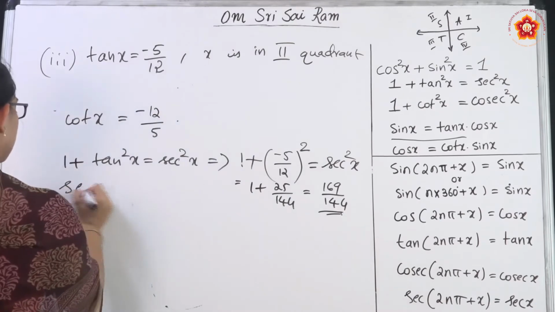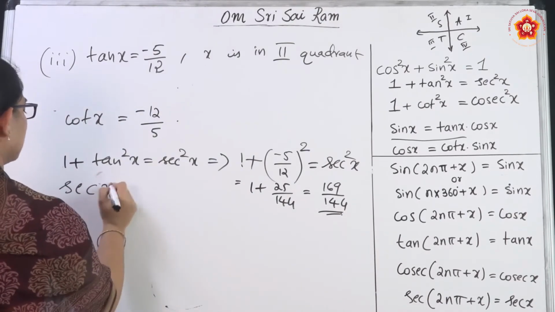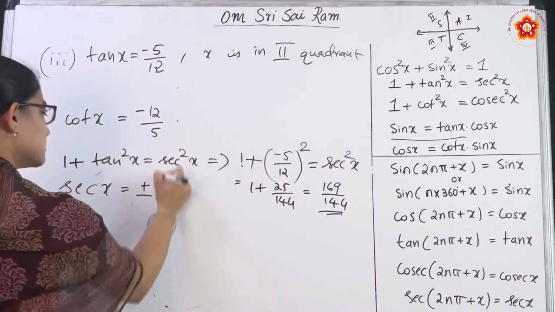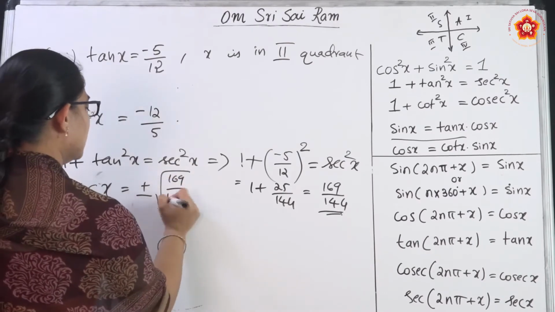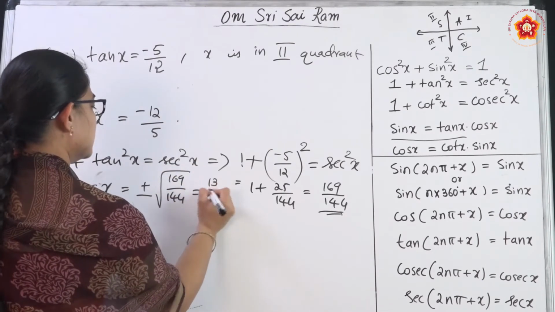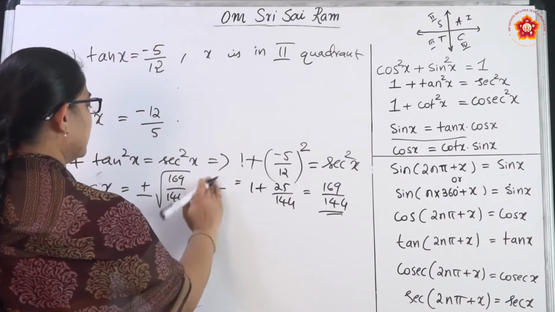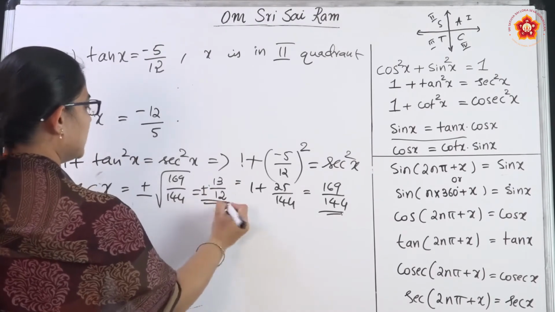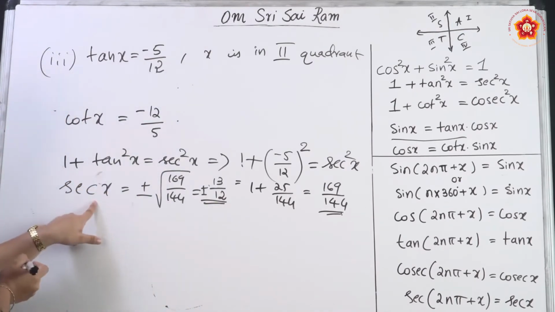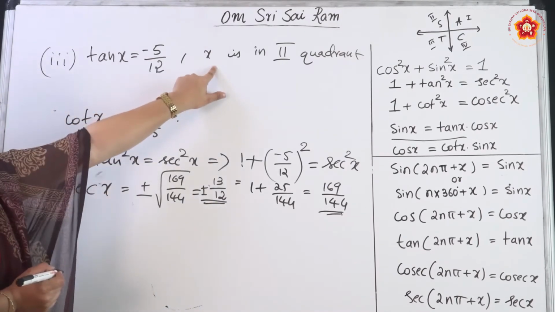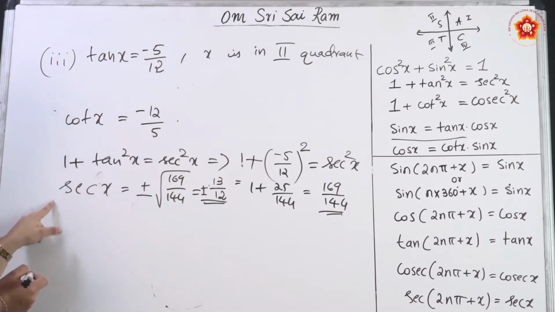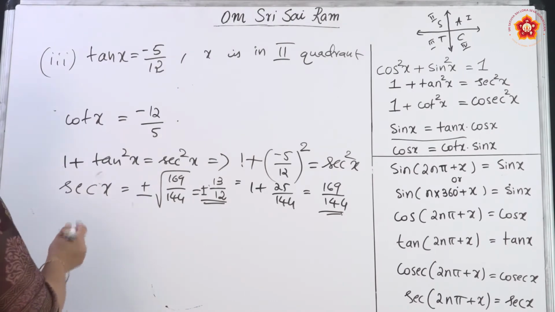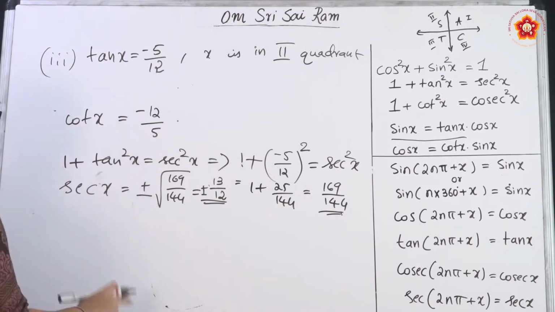Then what is secant x? Secant x will be equal to plus or minus square root of 169 by 144, that is plus or minus 13 by 12, correct. Now the x lies in the second quadrant. In the second quadrant, sine and cosecant are positive, so the remaining functions are negative.